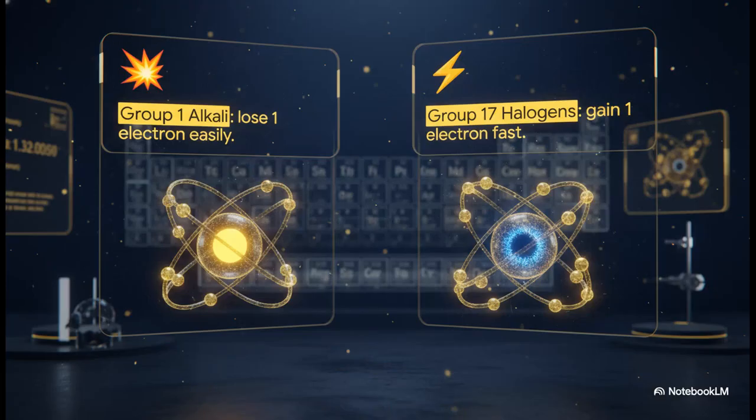Next, you've got to contrast the two extremes of the table. Over on the far left, you have Group 1, the alkali metals. They have exactly one electron in their outer shell, and they are totally desperate to lose it, making them the most reactive metals. On the far right, just before the noble gases, you have Group 17, the halogens. They have 7 outer electrons and violently want to gain just one single electron to complete their shell, making them the most reactive nonmetals. It really is a perfect pairing of opposites.